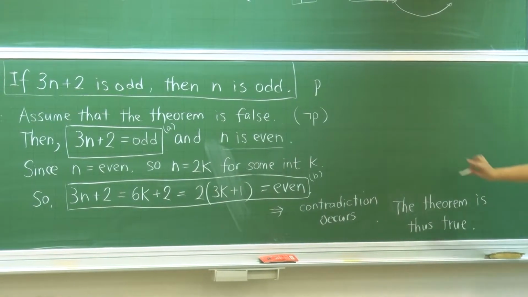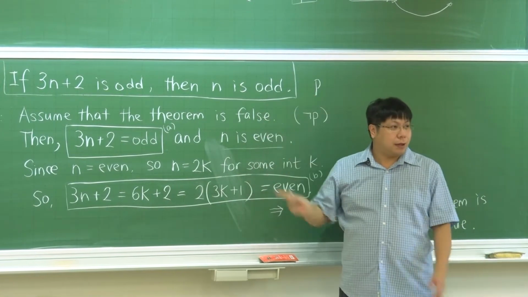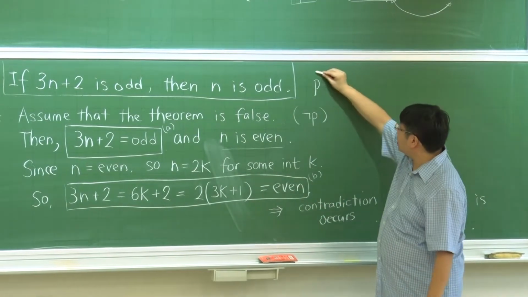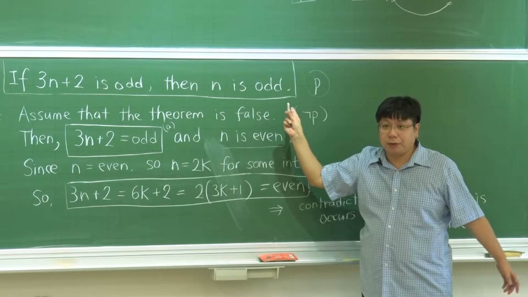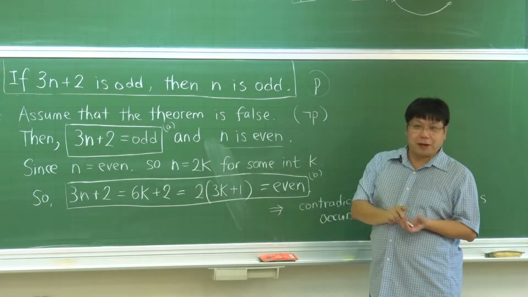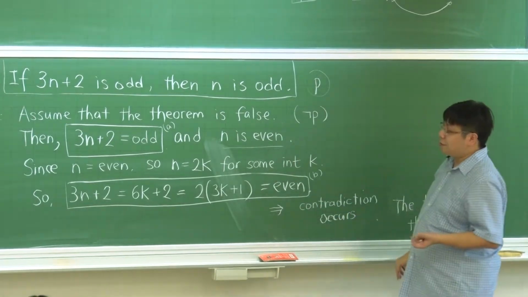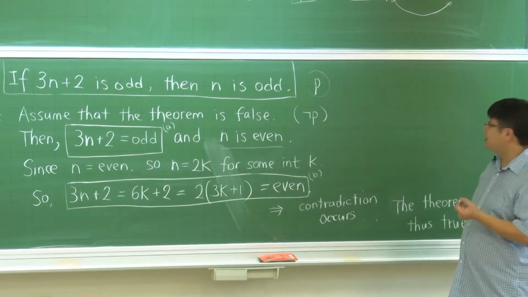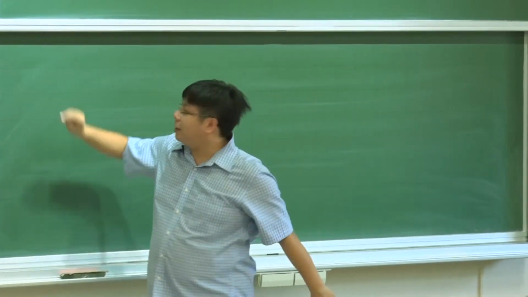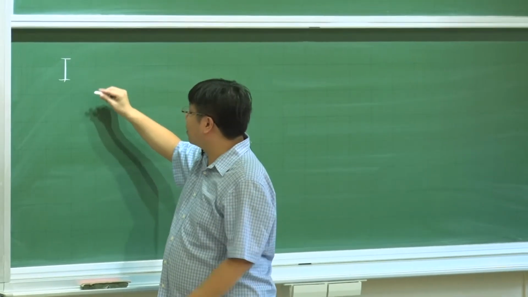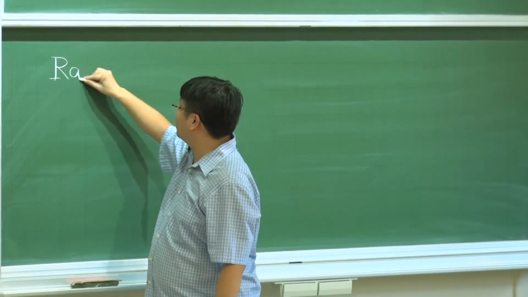Okay, now this is an example. But for the purpose of proof by contradiction, you just need any statement. You do not need to have something like P implies Q to start with. So let us take a look at a very old result that is known by Euclid a long time ago. So first of all, let me define a concept called rational number.